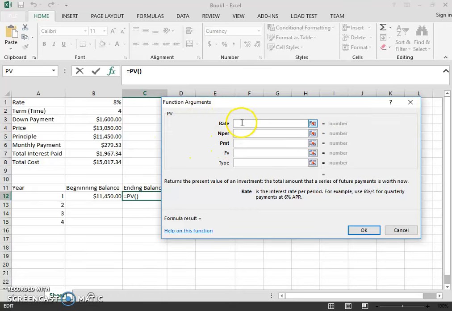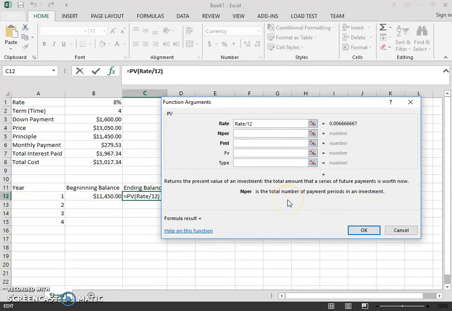All right, so now interest. So just like before, rate. What is our interest rate? Well, our interest rate, just like on the payment function, is 8%. Now remember, once again, this is an annual interest rate, so we are going to be dividing that rate amongst 12 payments. So in other words, 12 months. Pretty simple.